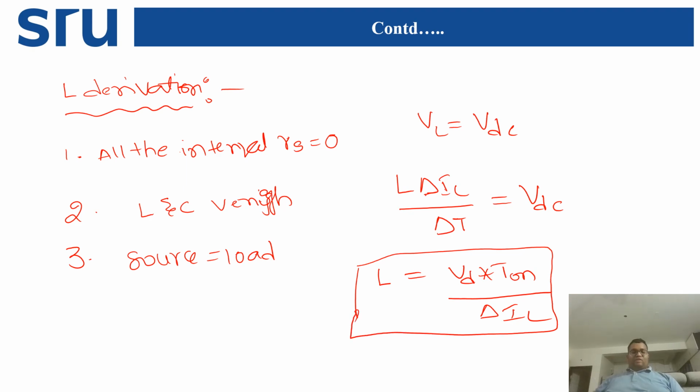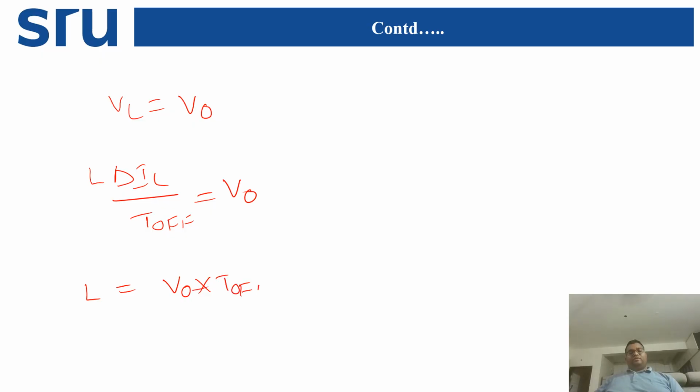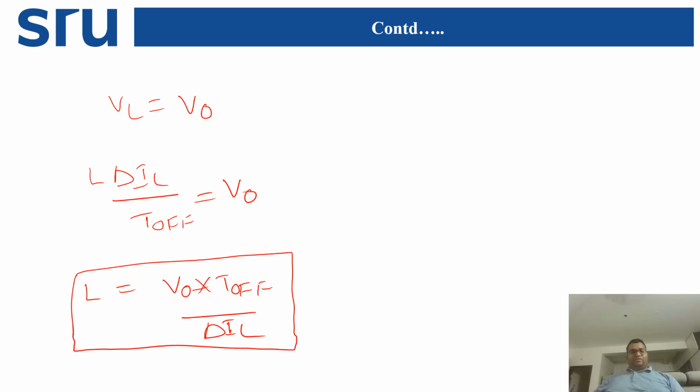Similarly, under the switch off condition, how can we write the formula? The inductor voltage is equal to the load voltage. Same manner, L into delta IL is divided by T off, equal to V naught. From this, L is equal to V naught into T off divided by delta IL. Like this way, we derive the inductor for the converter circuit.